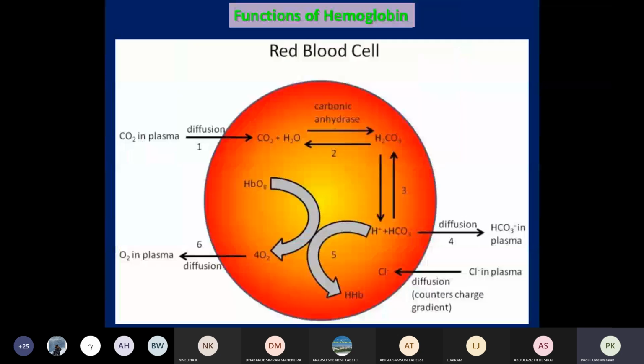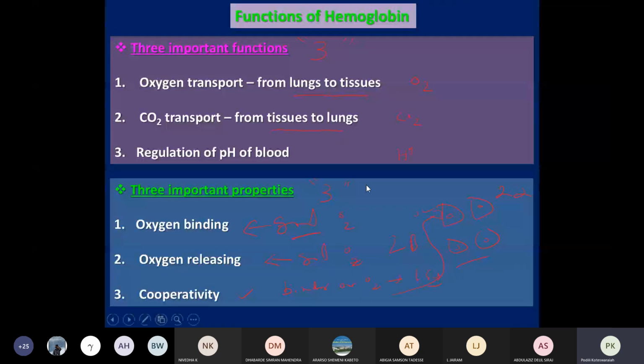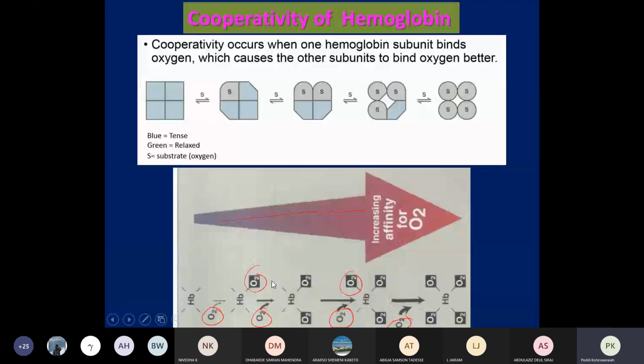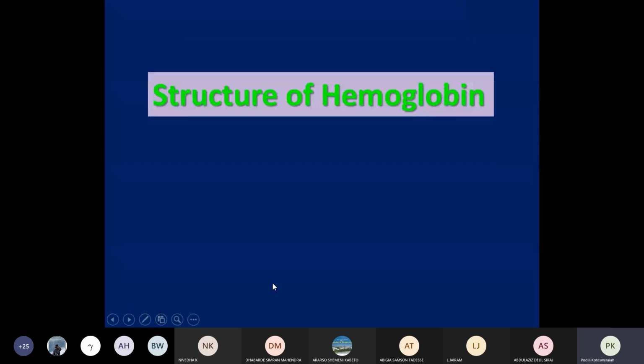So this is about the three important functions and three important properties. The three important functions: it transports oxygen from lungs to tissues, it transports carbon dioxide from tissues to lungs, and it is involved in the regulation of pH. And the three important properties: it is good in oxygen binding, it is also good in oxygen releasing, where and when it needs to release, and third, it exhibits cooperativity. So this is about the overview.